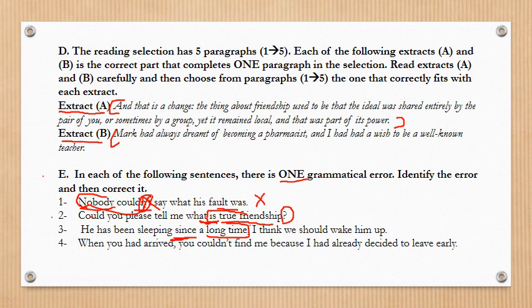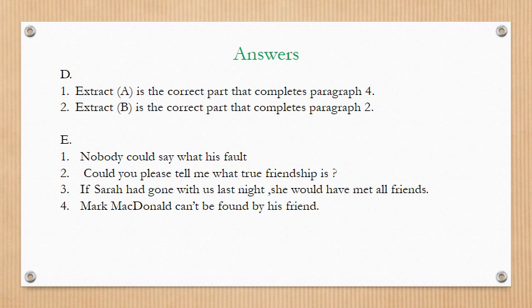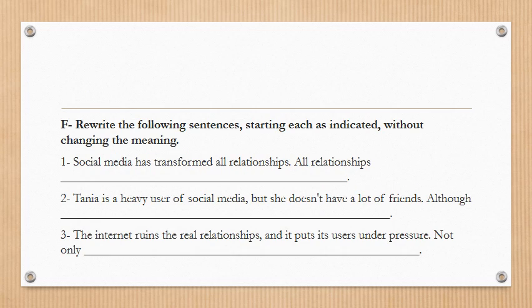When you had arrived, you couldn't find me because I had already decided. This is the past perfect, 2 actions in the past. One happened before the other. The one that happened before is written in the past perfect. The next one is written in the past simple. All we have to do is remove the had. Okay? Now, let's move on to the next part.